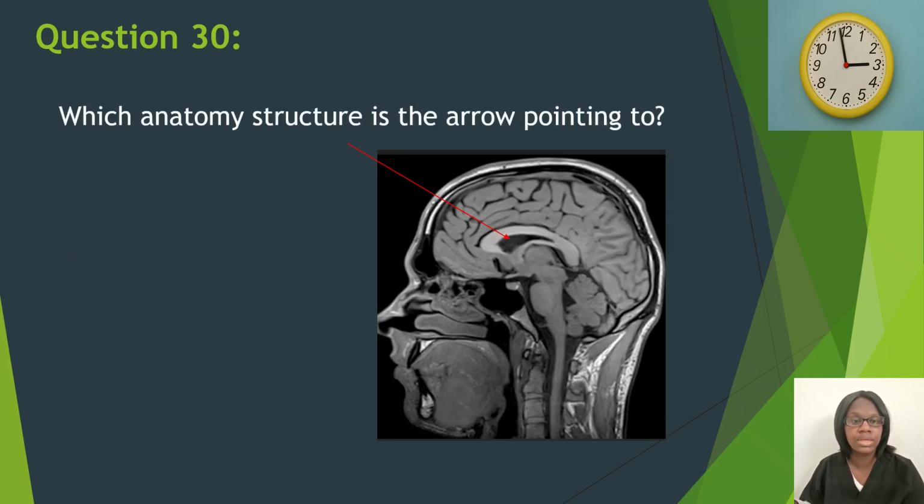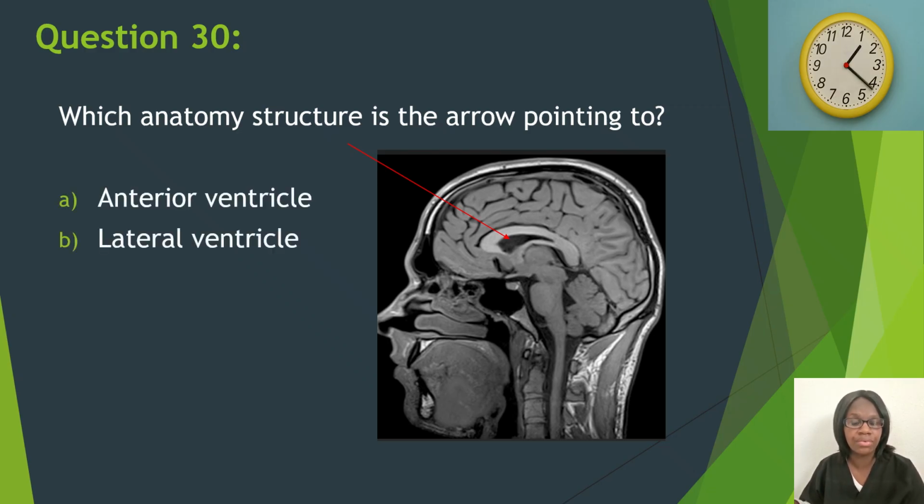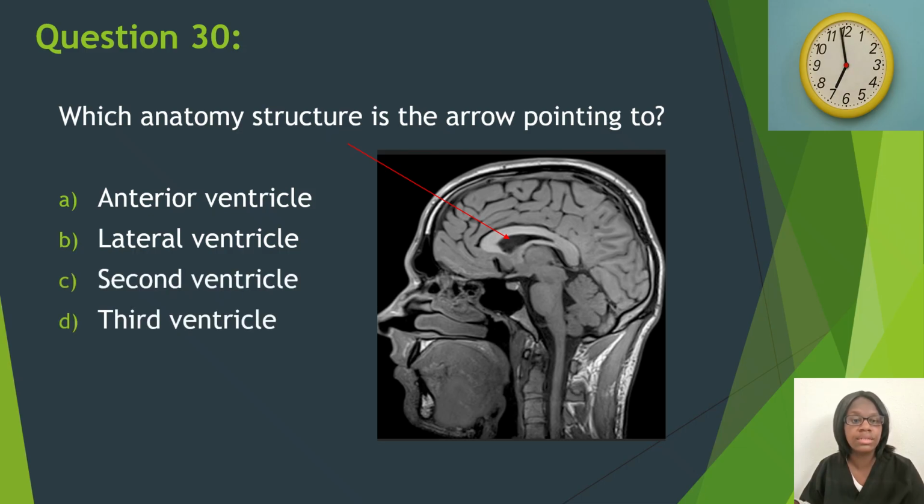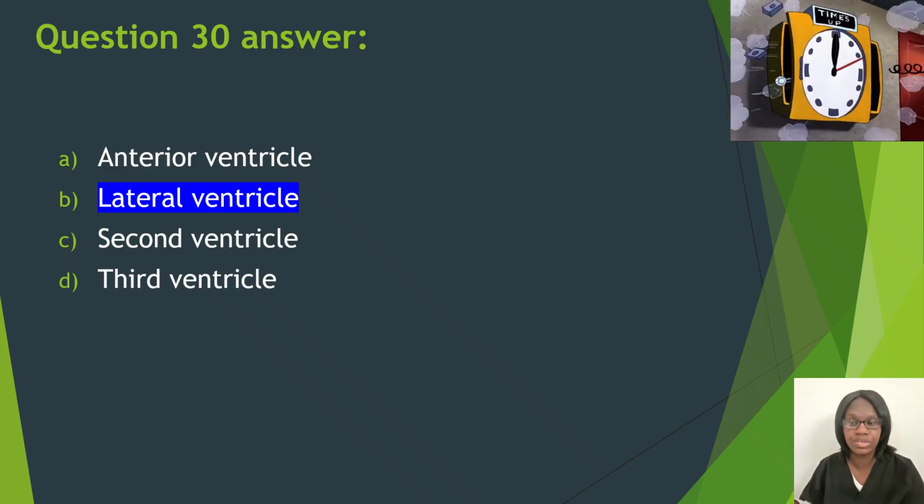Question 30. Which anatomy structure is the arrow pointing to? A, anterior ventricle, B, lateral ventricle, C, second ventricle, D, third ventricle. All right. Moving right along, the correct answer is B, lateral ventricle.